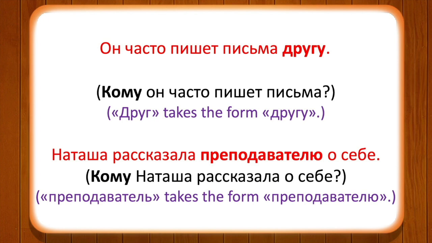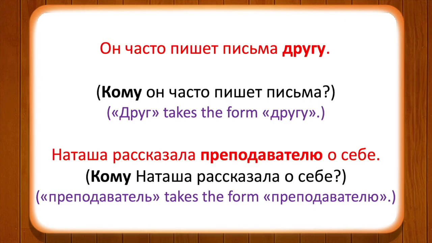Okay, now let's pay attention to a few examples. Он часто пишет письма кому? Другу. So друг changes into другу. And the question would be: кому он часто пишет письма? Друг takes the form of другу. Наташа рассказывала преподавателю о себе. Кому Наташа рассказала о себе? About oneself. To whom does Natasha narrate?